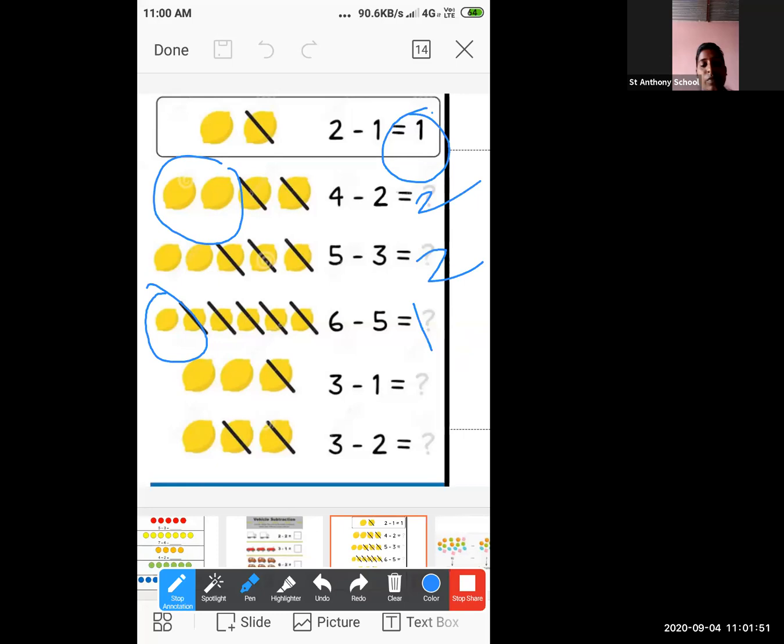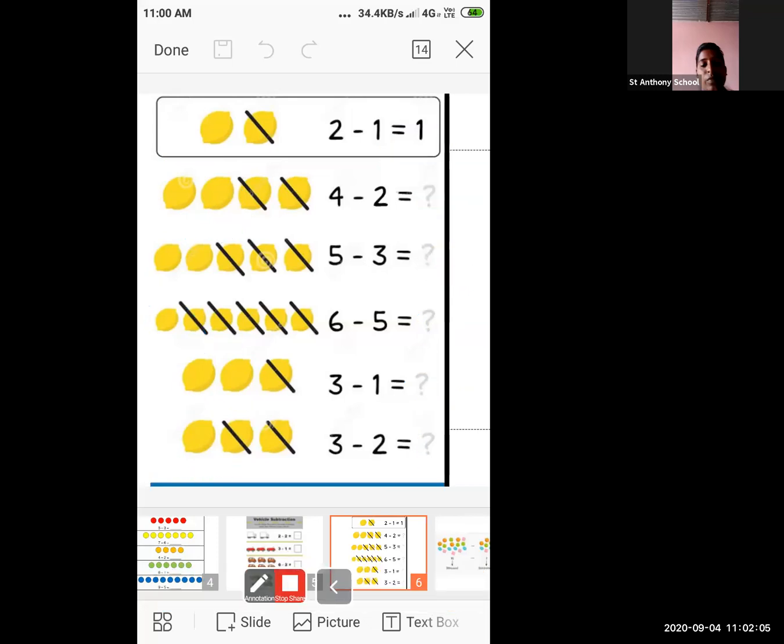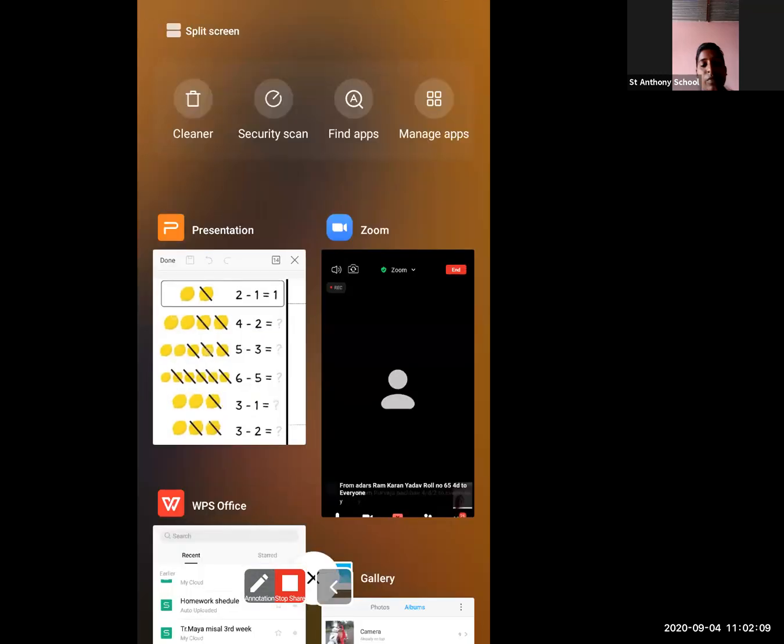Next, 3 minus 1. 3 minus 1 is equal to 2. This 2 is remaining. Now next, 3 minus 2 is 1. Okay, these are the simple sums of subtraction.